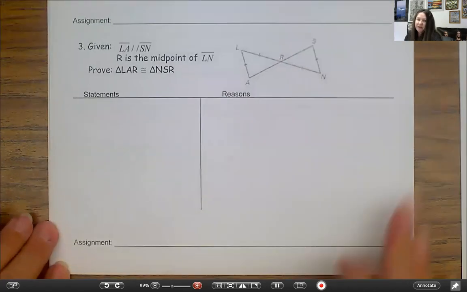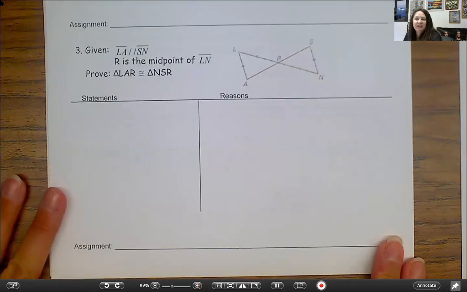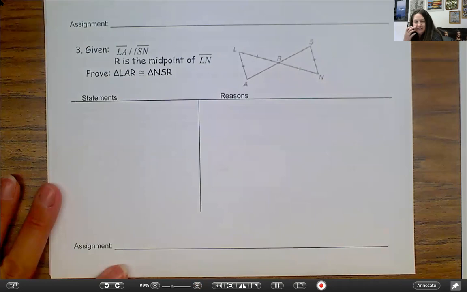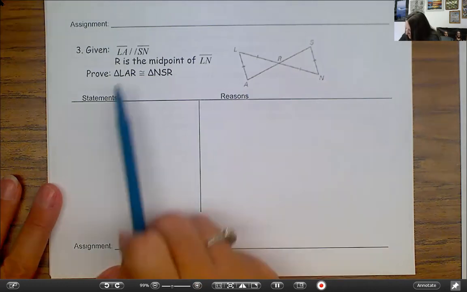Again, number 3, if you want to try this first, try it. Pause your video, try to work that out, and see how you do. Because again, practice or try with these proofs when you're setting them up. But let's take a look.